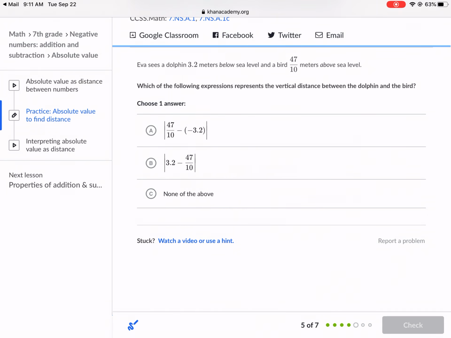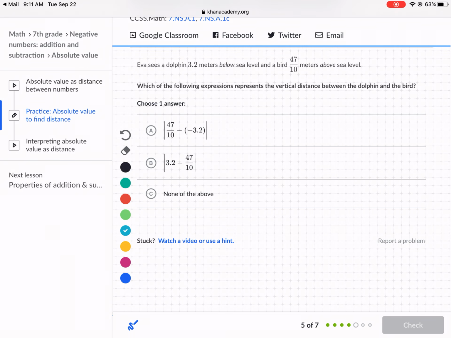Psych, we're going to do one more. Eva sees a dolphin 3.2 meters below sea level and a bird 47 tenths. So let me just first convert this to a decimal. Move the decimal place over 1, so 4.7 meters above. Which of the following expressions represents the vertical distance between the dolphin and the bird?